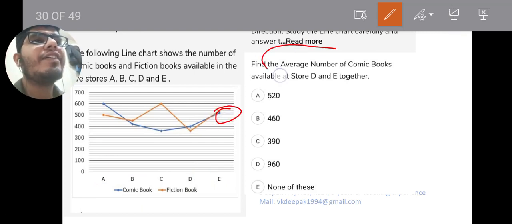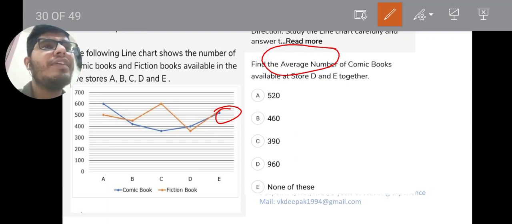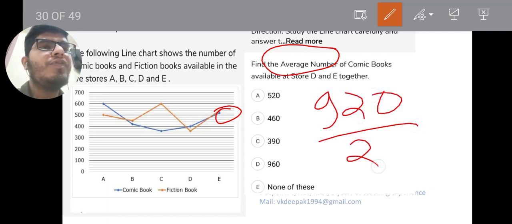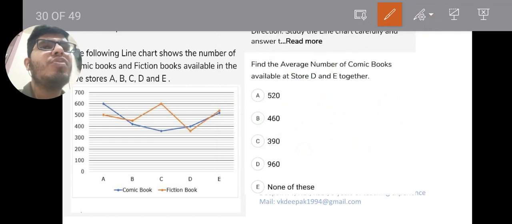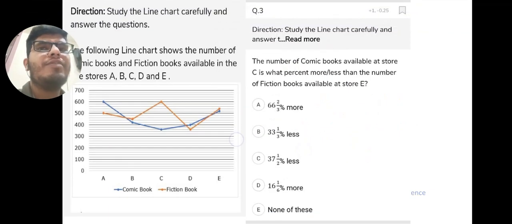What is asked is the average number of comic books available in stores D and E. So store D is 400 and store E is 520. So the total will become 920. The average of that, 920 divided by 2, will be 460. Okay, a simple calculation. There are no complex calculations here. Let me go for the next question.